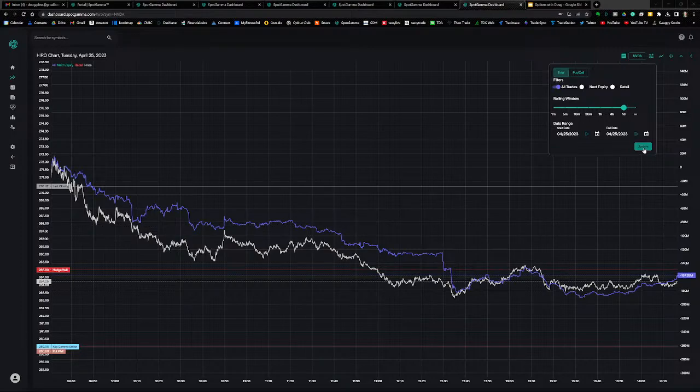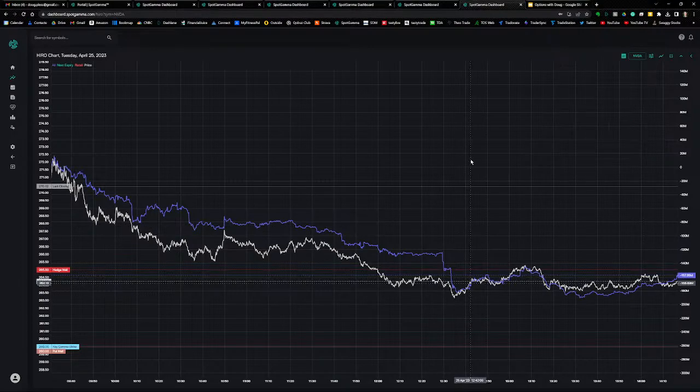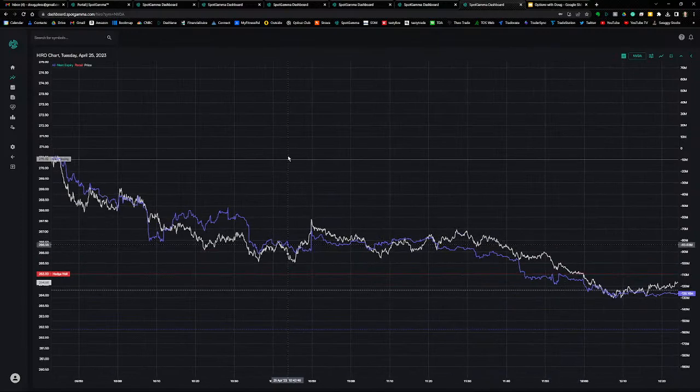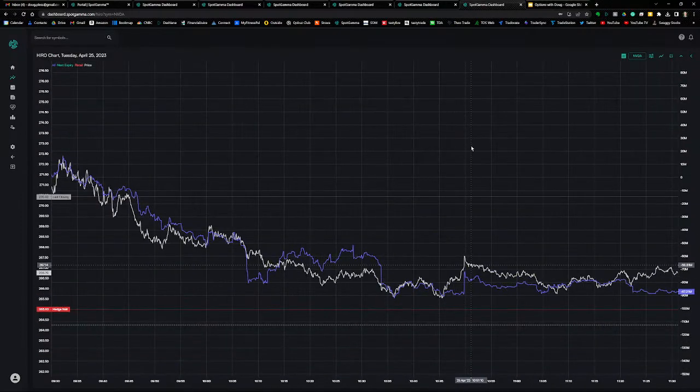All right, let's go back and take a look. I'm going to zoom in on this a little bit. So we'll look at the morning setup. And this is just a strong confirmation of hedging flow and price action.